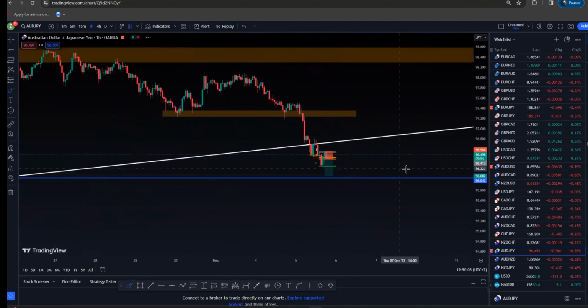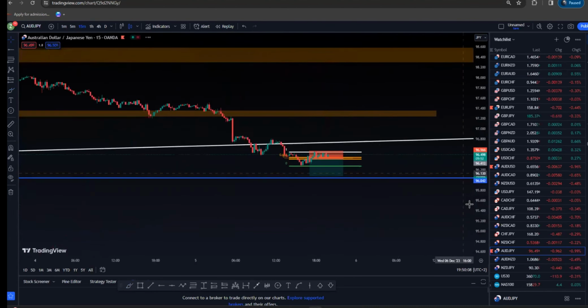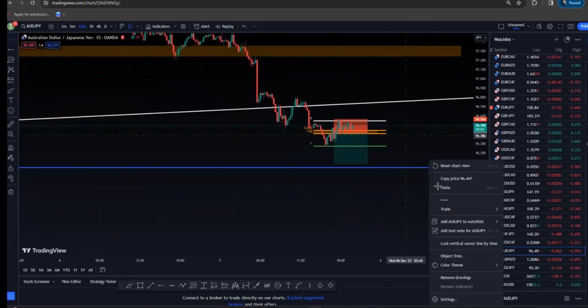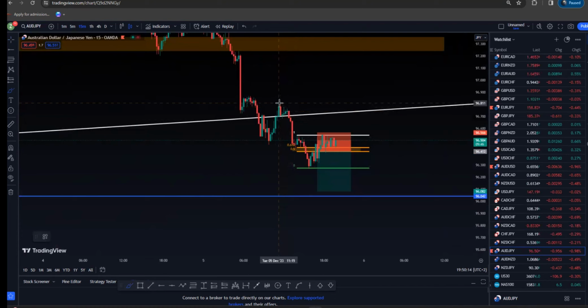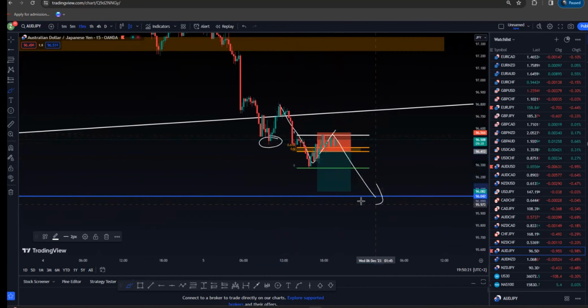Okay, so you come to your M15 now just to look for entries. Okay, on the M15, we got a break and a retest. Market broke here, came to retest the previous support. So we have a potential continuation of a downtrend. Okay.